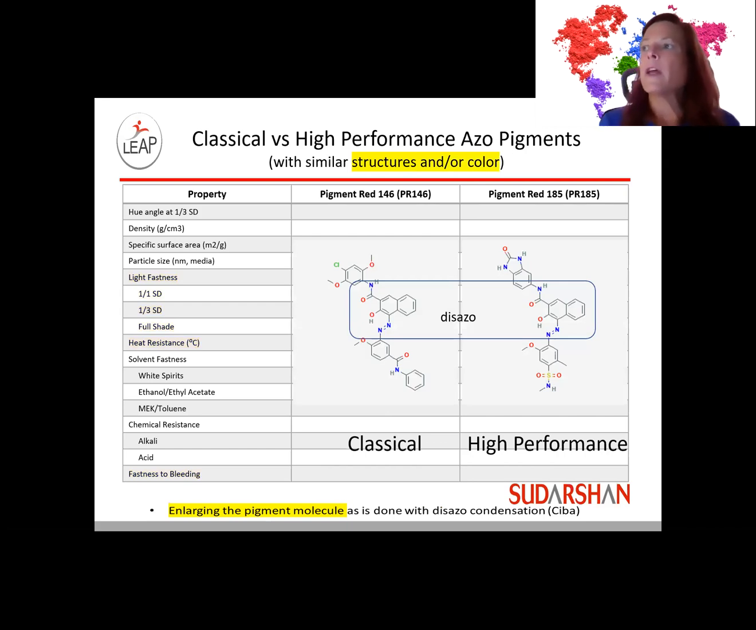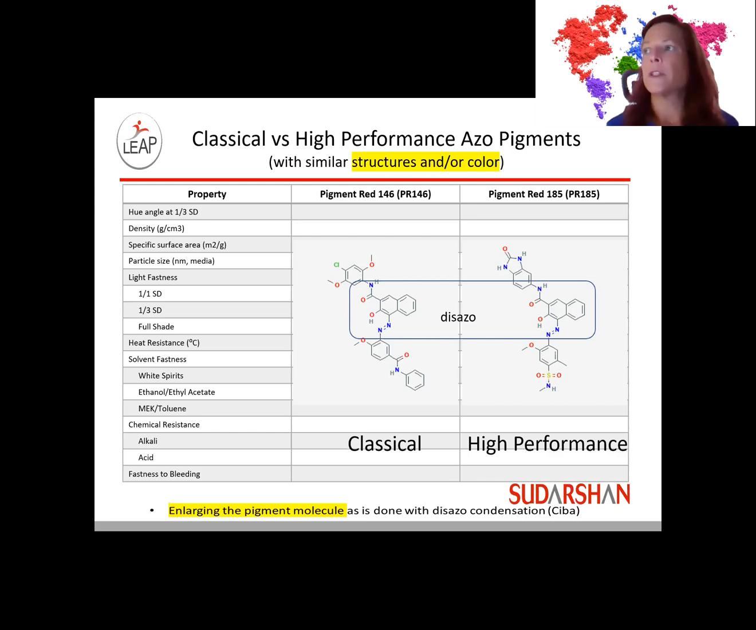The second one I have brings in the disazo condensation type of pigments. In this case, both Pigment Red 144 and Pigment Red 185 are similar in structure and color. What I have boxed in here is the disazo portion, which is the carryover from the classical over into the high performance. And then the ends of that dictate what makes it the high performance or the classical pigment.